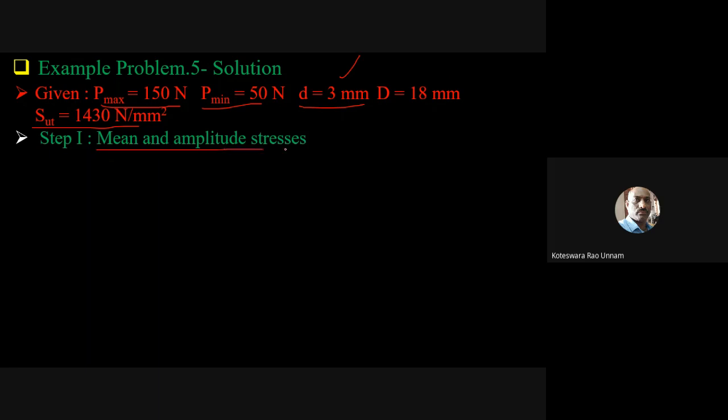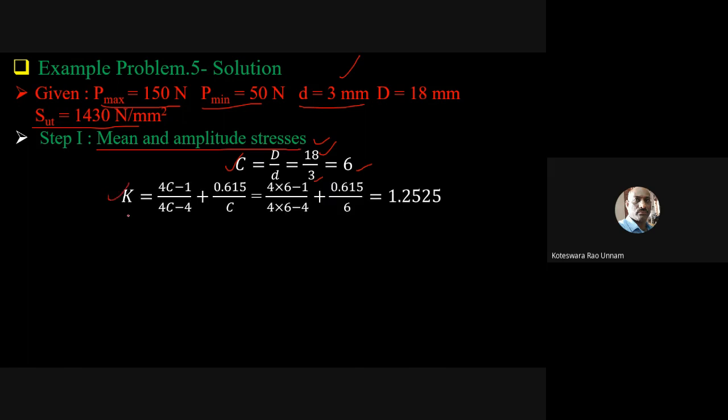Now first we need to find the mean stresses and the amplitude stresses. For that, as already told, first you require the C value. C is D by d. Capital D is 18 and small d is 3, so we get capital C as 6. That is the spring index. Then you can calculate factor K, that is the Wahl shear stress correction factor. This capital K is used to calculate the amplitude stresses, which is nothing but (4C minus 1) divided by (4C minus 4) plus 0.615 by C. If you substitute C equal to 6 into this equation, we get K as 1.2525.